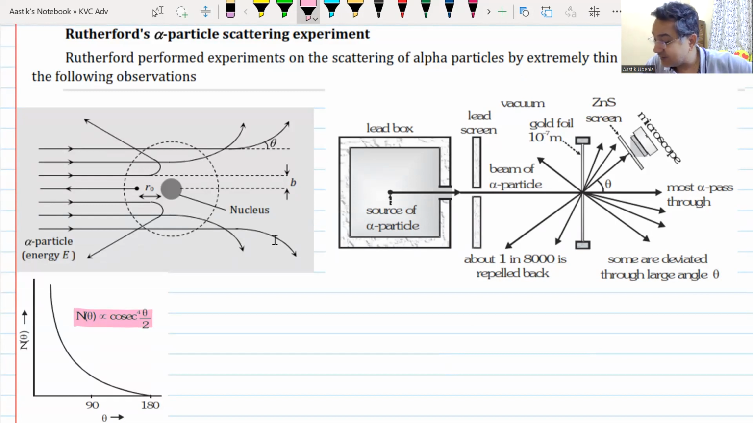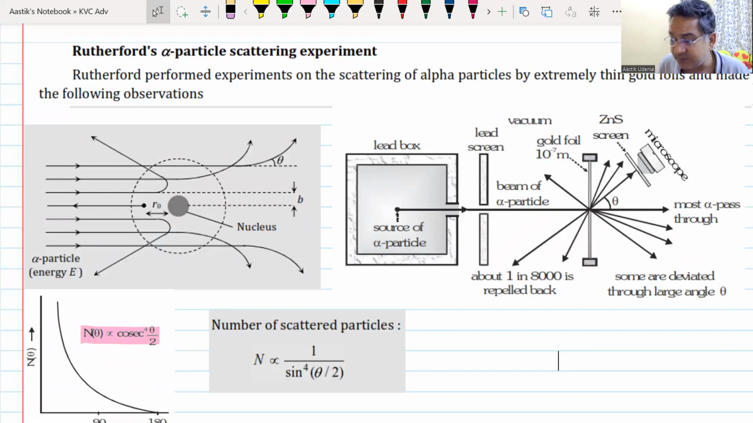This theta is known as the scattering angle. Do we understand this? Yes, sir. This theta is known as the scattering angle. And how does the number of particles depend on the scattering angle?